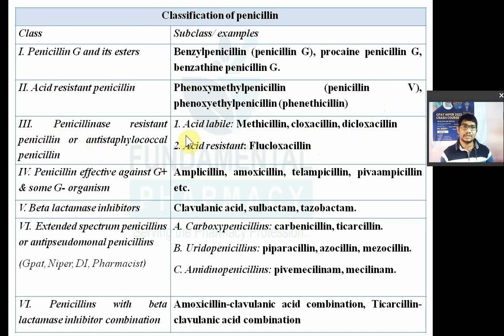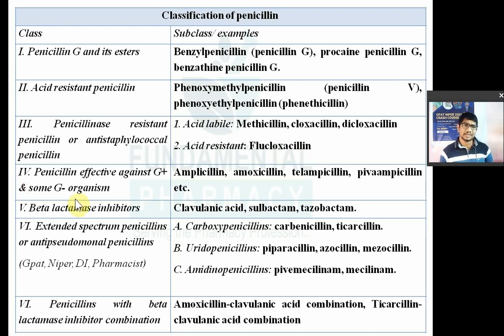In that you have two subclasses. Acid labile, meaning they are destroyed by acid. In that you have methicillin, cloxacillin, dicloxacillin. Acid resistant, so what comes in that? Flucloxacillin. Okay. So methicillin, cloxacillin, dicloxacillin are acid labile, and acid resistant is flucloxacillin. Many books give slightly different classifications.